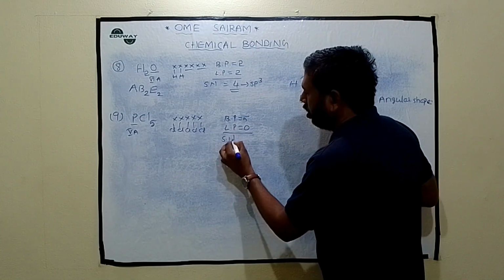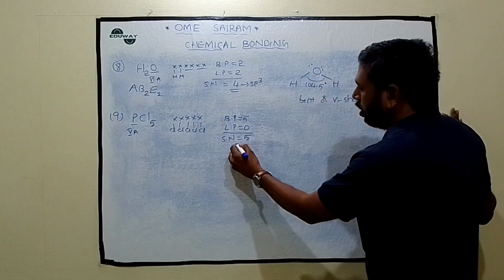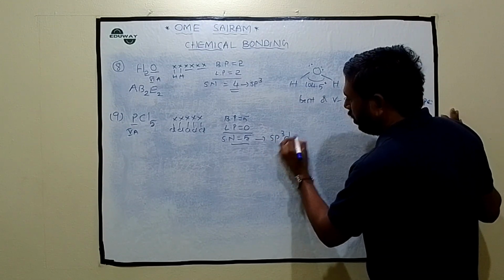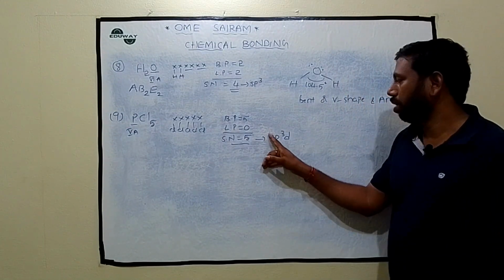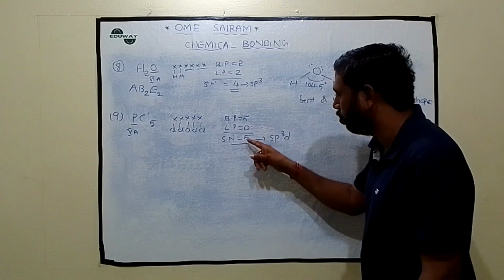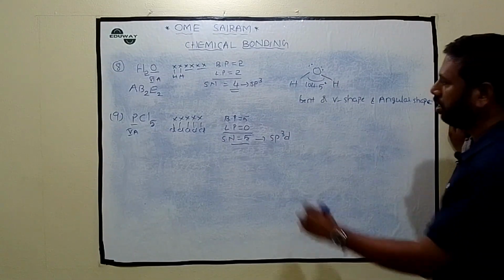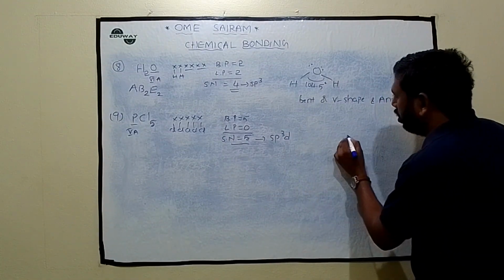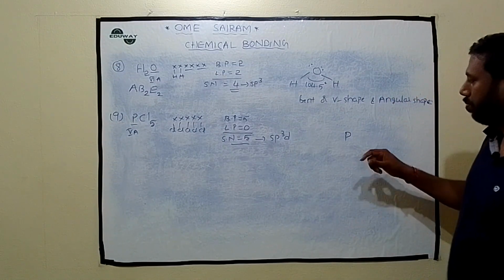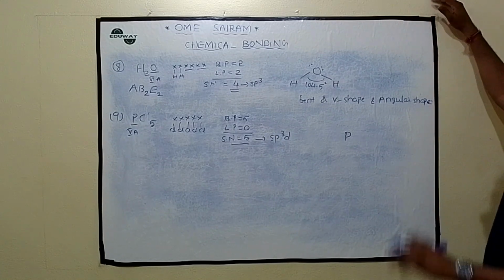And the steric number is 5 plus 0, 5. If the steric number is 5, the hybridization should be sp3d. So 1 plus 3, 4, 4 plus 1, 5. And when we observe the structure, the central atom is phosphorus. In the PCl5 structure, it has 2 types of bonds.